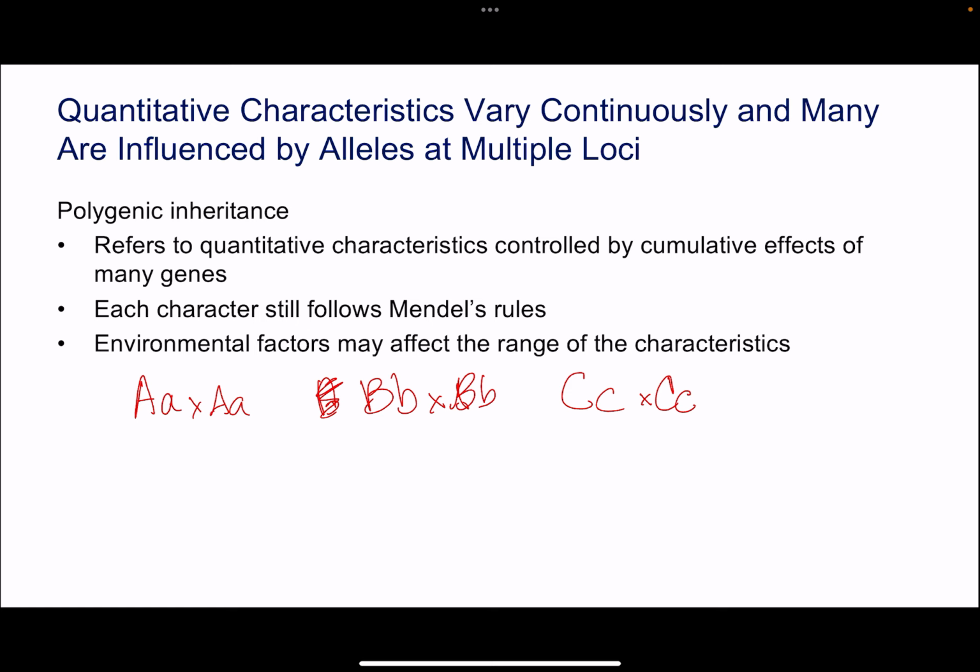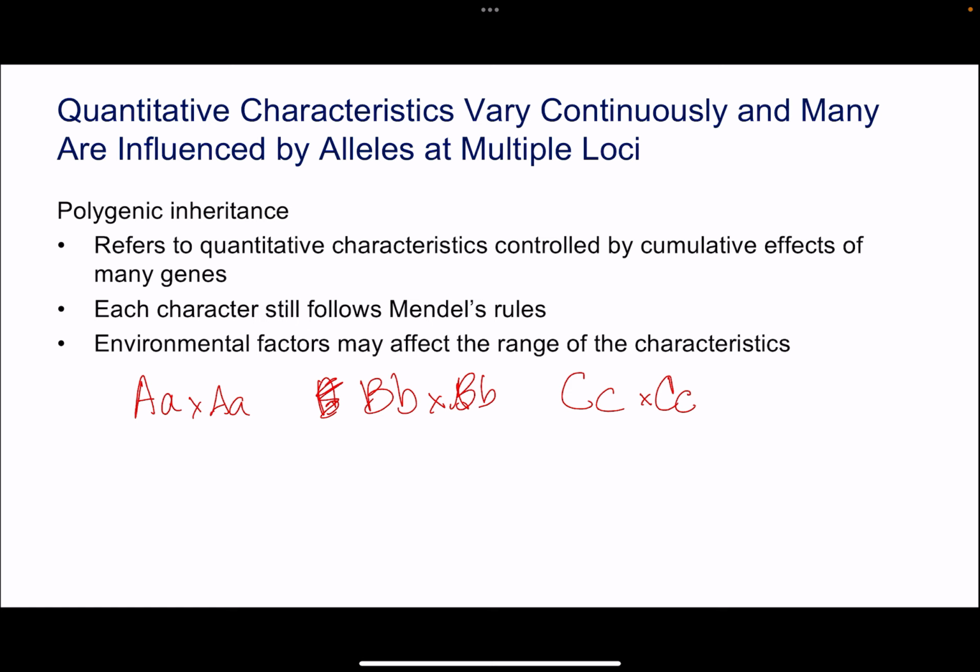This graph from your textbook illustrates the differences for adding in multiple loci. So up here at the top, we've got just one gene locus, or one gene, with two alleles. And you can see we've got those distinct phenotypes. So we've got the homozygous, we've got the heterozygous phenotype, and we've got the homozygous recessive. And so we can put them in their distinct categories.